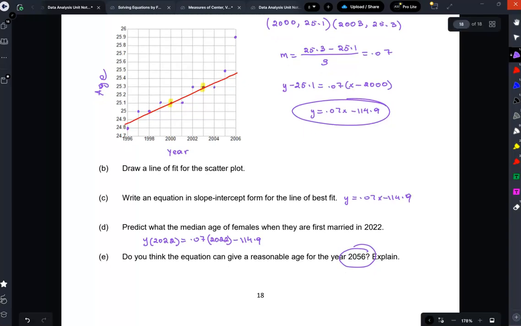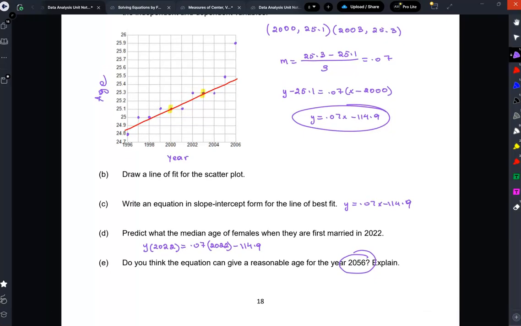And then this also has a worksheet. Let's go.